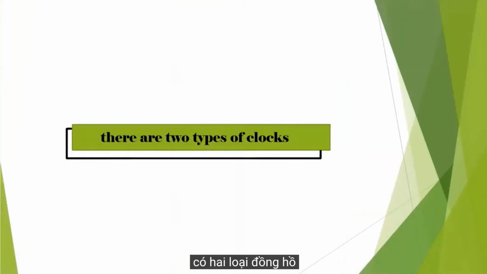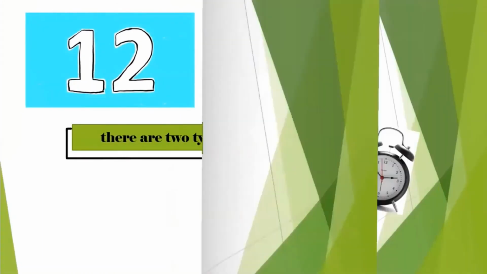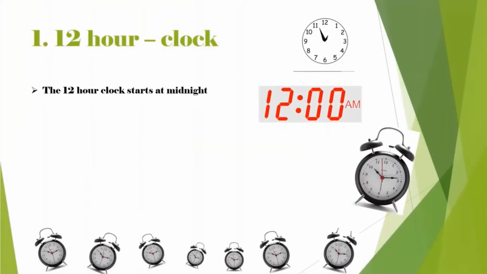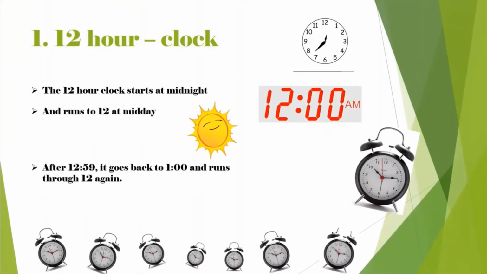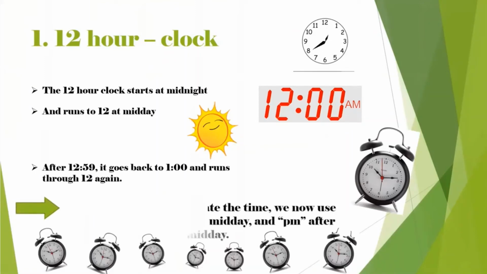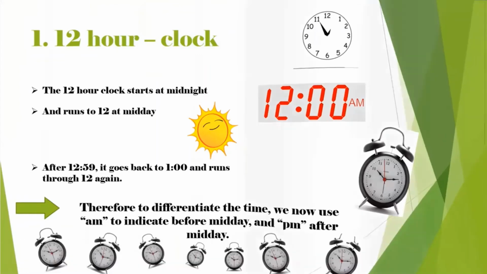There are two types of clocks, 12-hour clocks and 24-hour clocks. First is the 12-hour clock. The 12-hour clock starts at midnight and runs to 12 at midday. After 12:59, it goes back to 1 and runs to 12 again. Therefore, to differentiate the time, we use AM to indicate before midday and PM after midday.